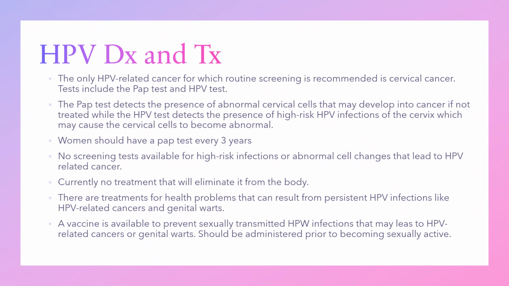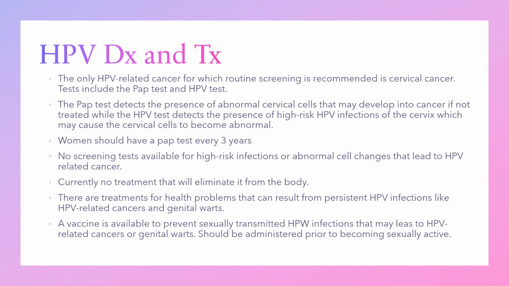The only HPV-related cancer for which routine screening is recommended is cervical cancer, and we just previously talked about this. We talked about how it includes the Pap test and the HPV test. They should have a Pap test every 3 years, starting at 21. There's no screening test available for high-risk infections or abnormal cell changes that lead to HPV-related cancer, and there's currently no treatment that will eliminate it from the body.